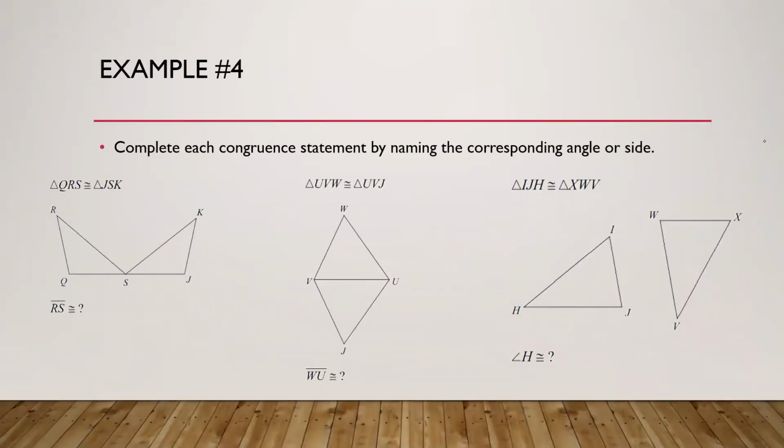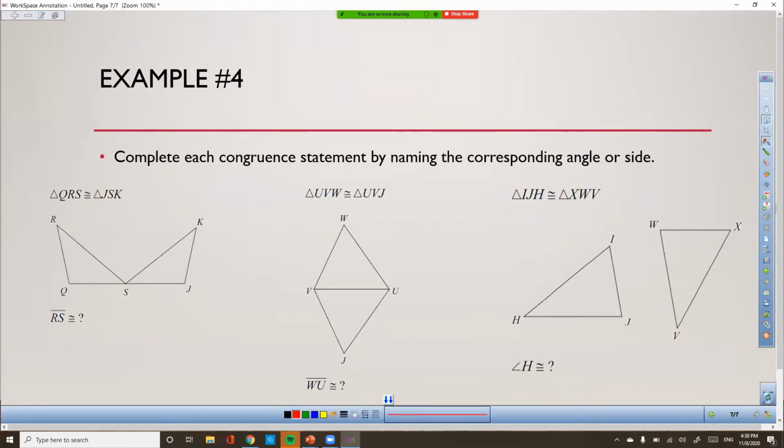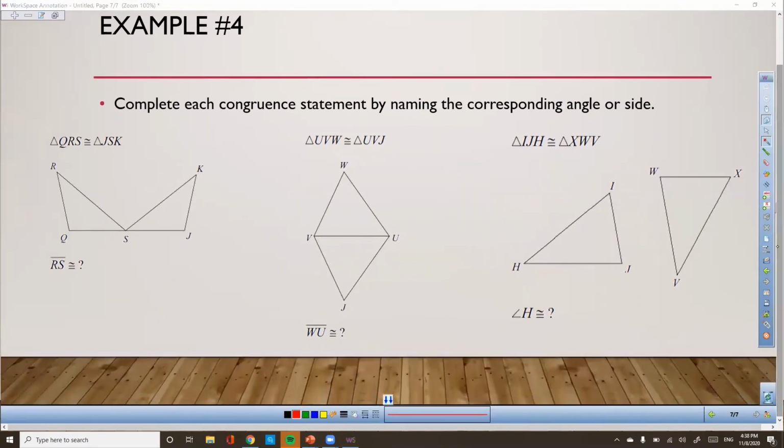For example, here, sometimes they might be asking you for just one specific type of corresponding angle or corresponding side. As you can see here, they're giving me my congruency statement: triangle QRS is congruent to triangle JSK. Sometimes they might give you the triangles, but they're not labeled. But again, we don't even need the triangles, because even with the congruency statement, we can already know which ones are going to be equal to which. As you can see here, they're asking me for side RS.